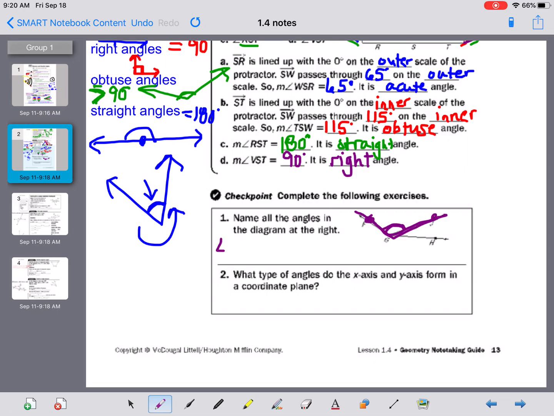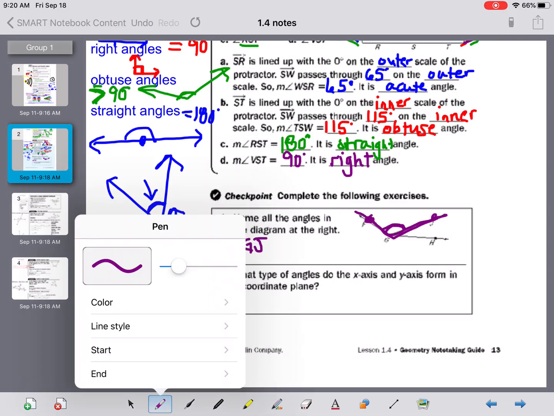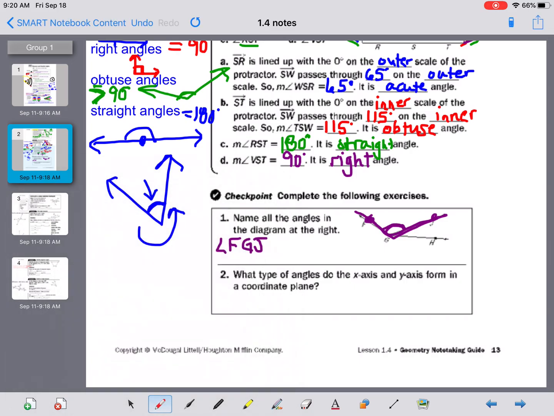So I'm going to call this first one angle FGJ. I could also flip those letters and call it JGF, but G must stay in the middle. Then I'm going to call the next one on the bottom here angle JGH. Again, G has to stay in the middle, and I can flip-flop it and call it HGJ as well.